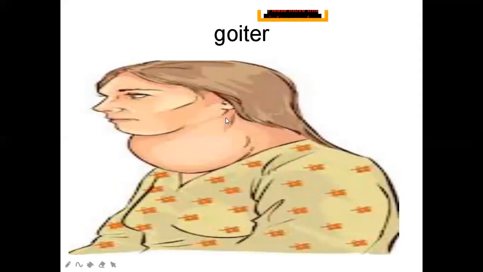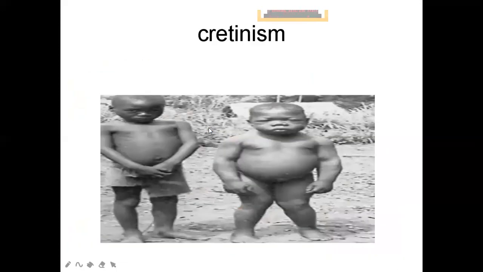It's the goiter. Here, the thyroid gland is enlarged due to decreased T3 and T4. To compensate for the T3 and T4 amounts, the thyroid gland enlarges. This is endemic, and this is normal.